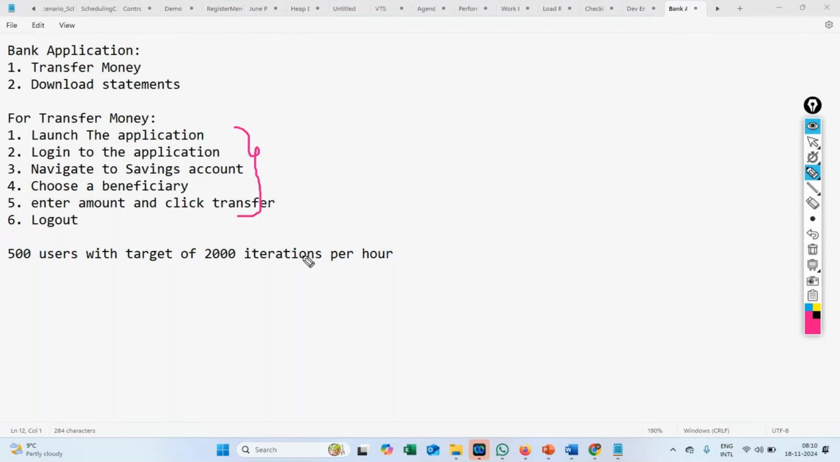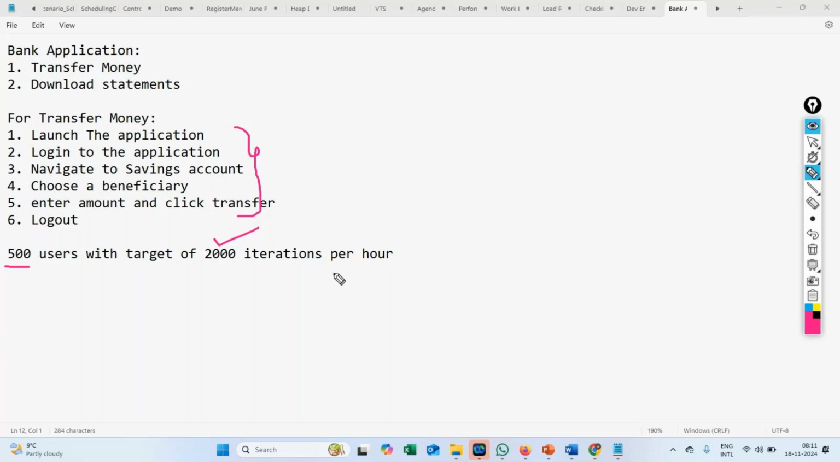That means overall, the requirement is that in a 1 hour load test, you should achieve 2000 iterations with 500 users. So in short, how many iterations should each user achieve in 1 hour? Can anyone tell? Four iterations. 500 into 4 is 2000, right? So if each user is achieving 4 iterations per hour, all 500 users together will achieve 2000 iterations per hour. Simple.